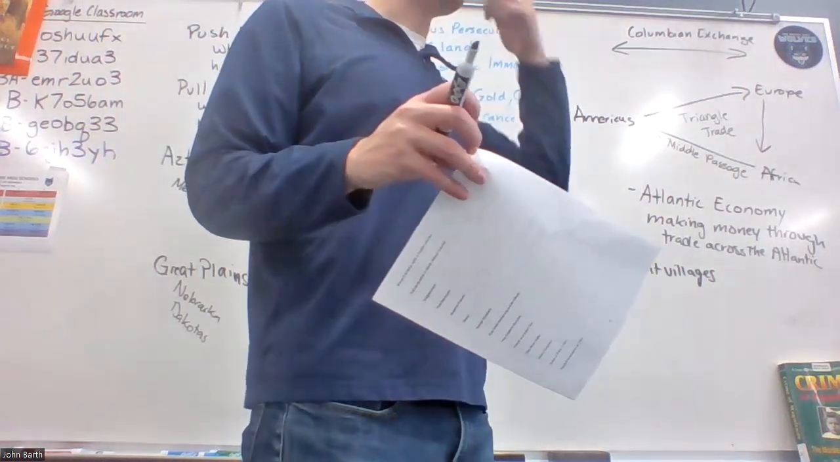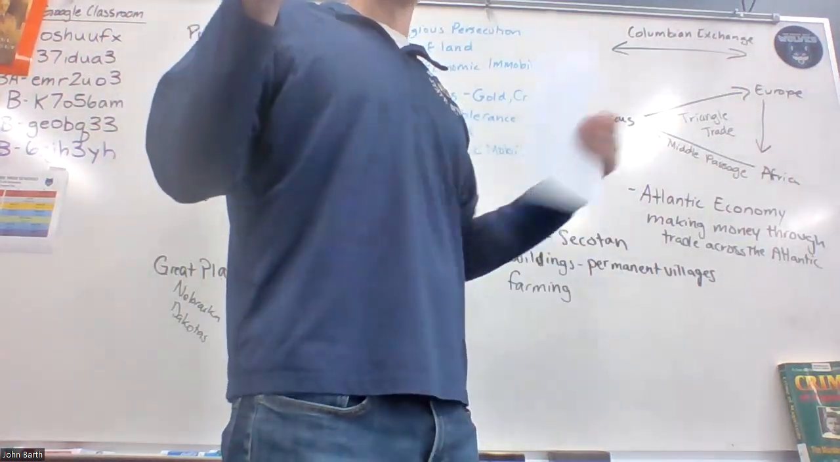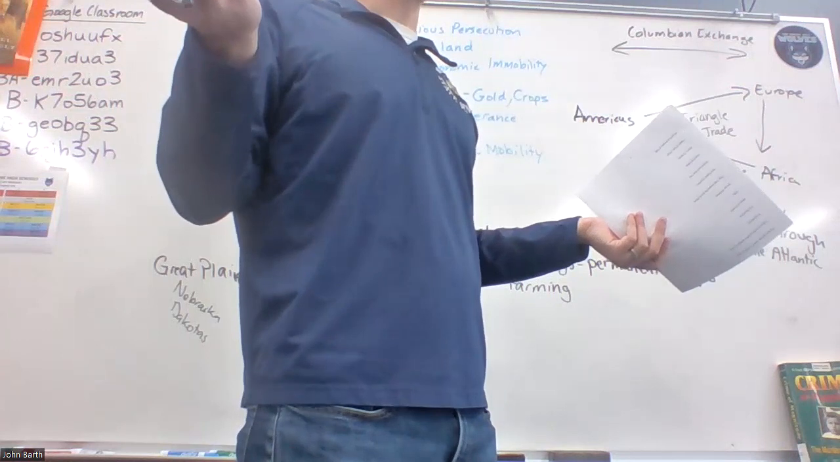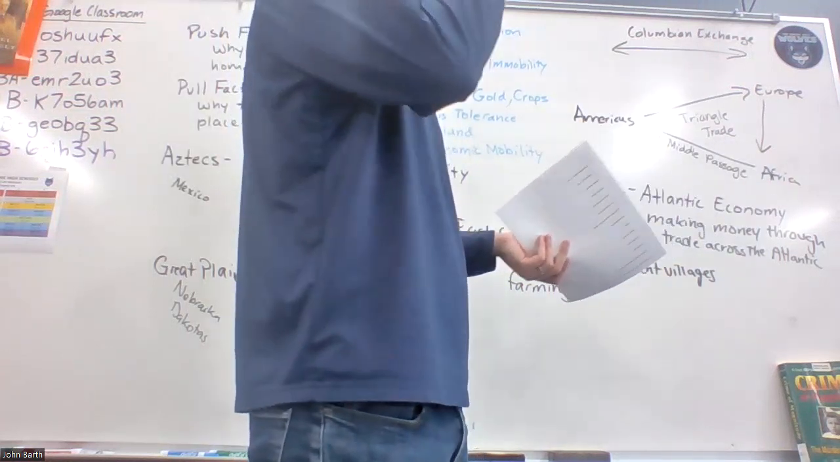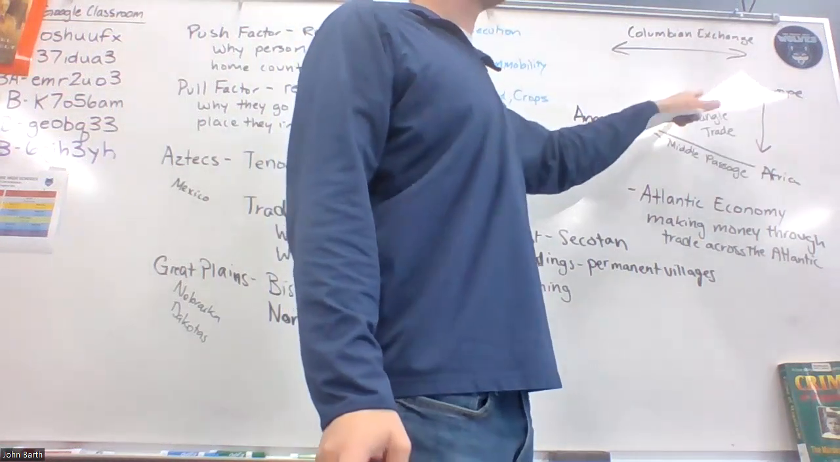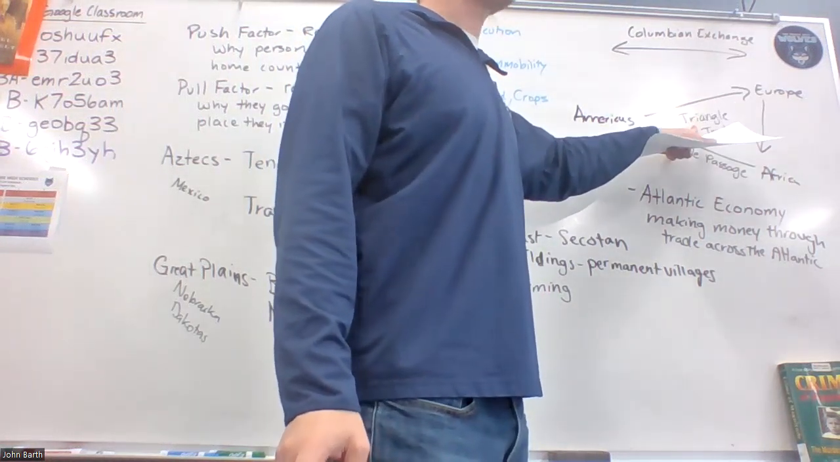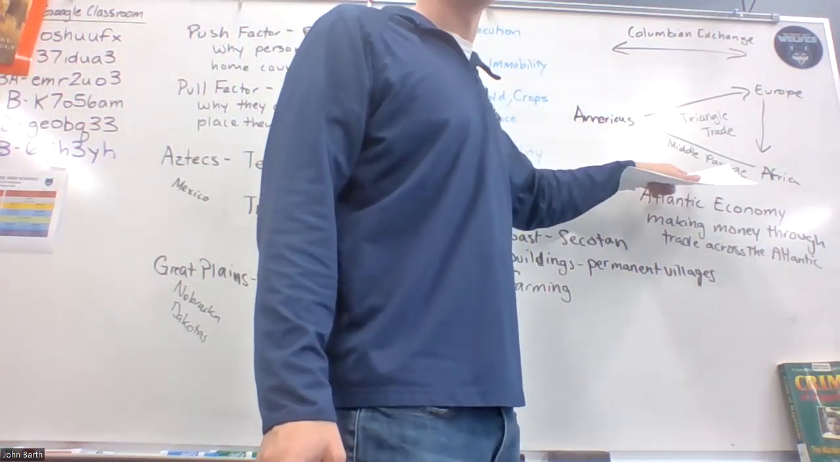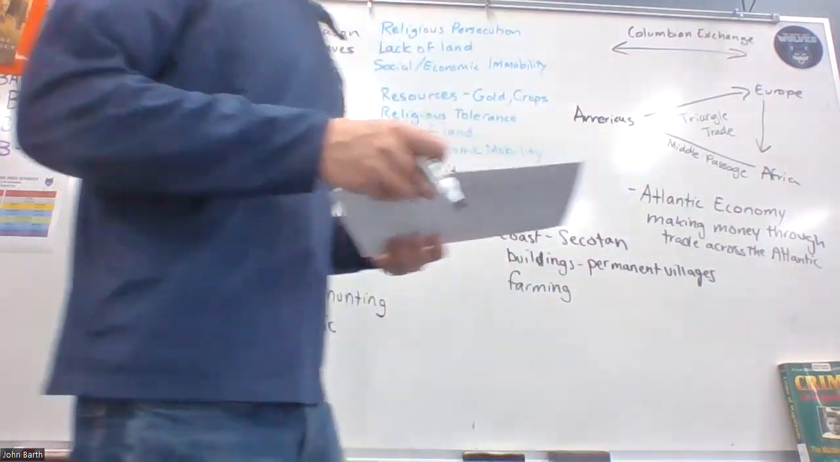It's almost like in math, like a square is a rectangle, but a rectangle is not necessarily a square, right? It's kind of like that. Middle Passage is part of the Columbian Exchange. Middle Passage is part of the Triangle Trade. The Triangle Trade isn't always the Middle Passage, right? So that's where you can kind of get it.